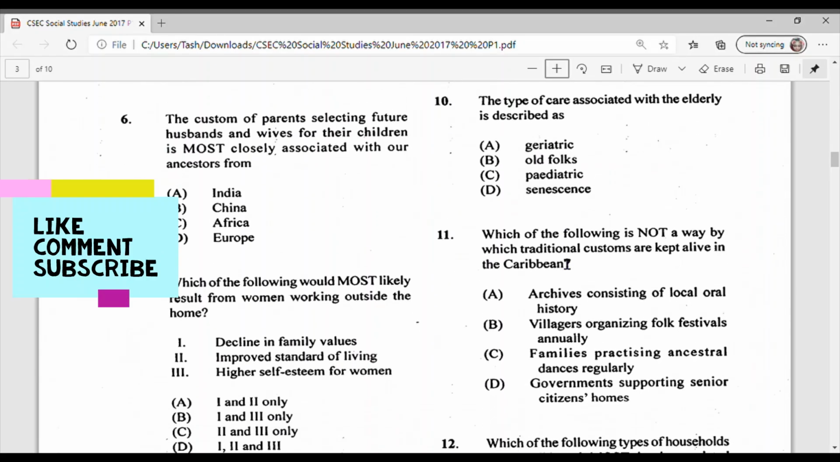Number 11. Which of the following is not a way by which traditional customs are kept alive in the Caribbean? When you are doing your multiple choice questions, you need to pay specific attention to the words that are in bold or in all capital letters. So you have not here, most here, least here. You have to pay attention to those specific words as they basically give you hints on what the answer for the question needs to be.